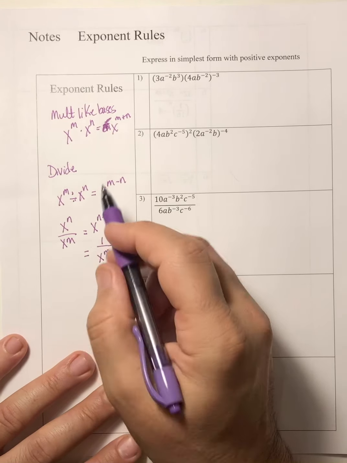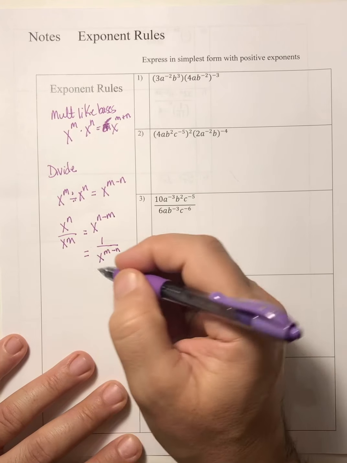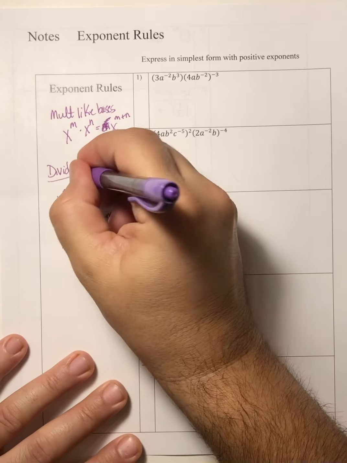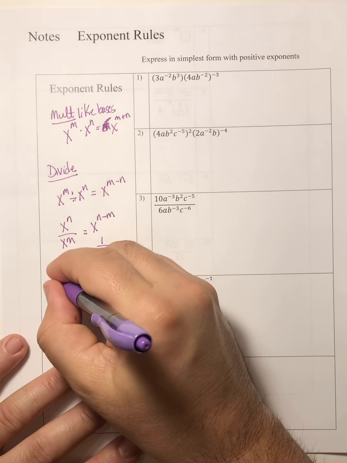Let me do one more rule. Then we have two more rules here of review. So it's dividing, multiplying, power to a power.